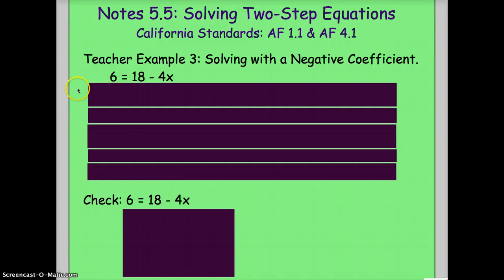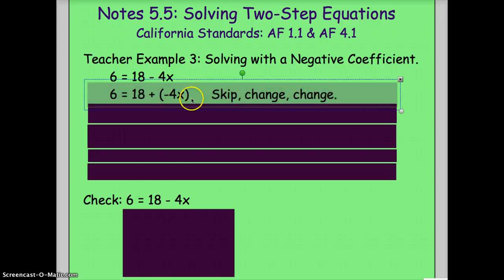Final teacher example, solving with a negative coefficient. So notice the 18 does not have a sign in front of it, so that's like an addition sign. And we do have a subtraction sign here. Notice the 4 and the x are right next to each other, which means I'm going to be doing multiplication. Now remember, we talked about our terms. The sign in front of it goes with them, so this subtraction sign needs to stay with the 4. So you can skip change to turn it into a negative so that it stays with that 4.